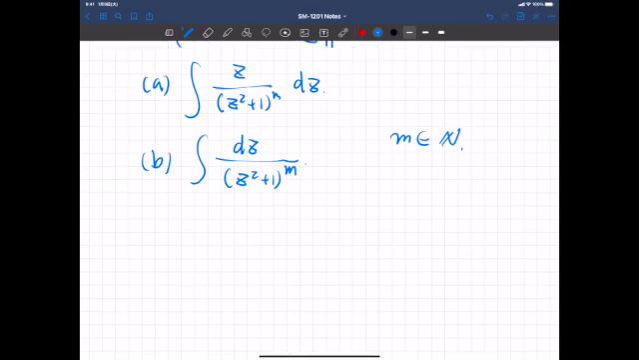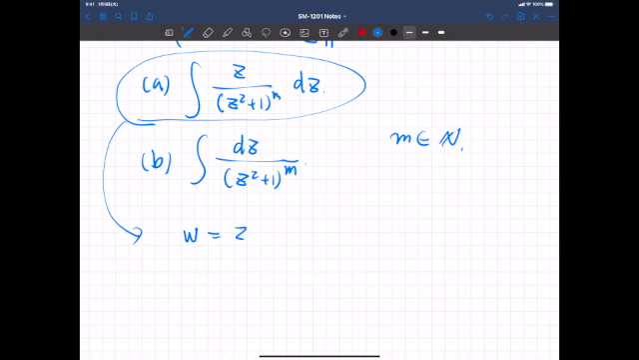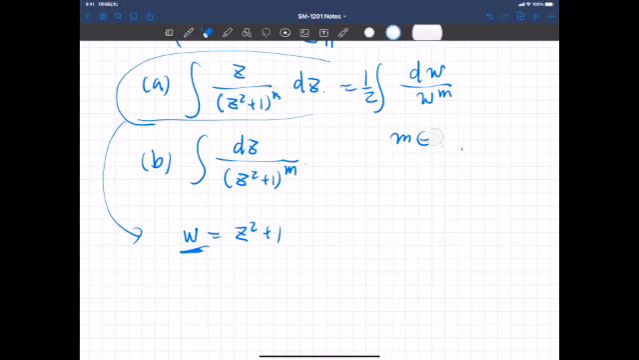So first consider this one. Okay, in this case, it's actually easy. So we substitute z squared plus 1 as w. Then this integral becomes, if you do this substitution, 1/2 dw over w to the power of m. So this reduces to part 2, right? So it's done.